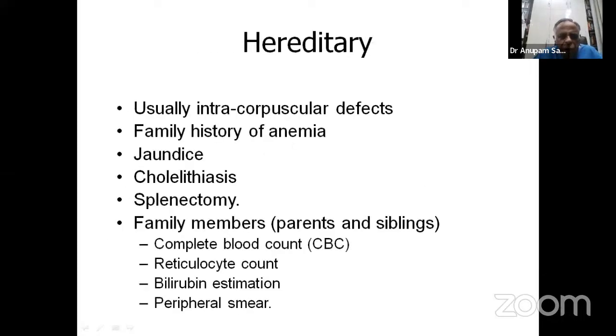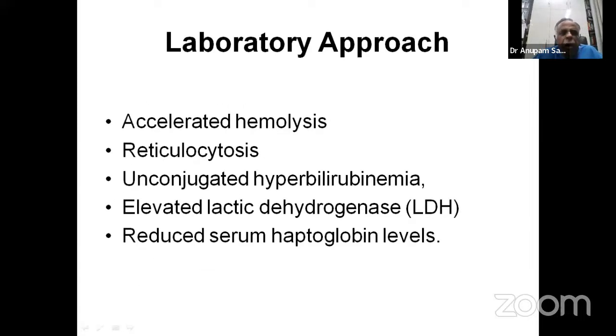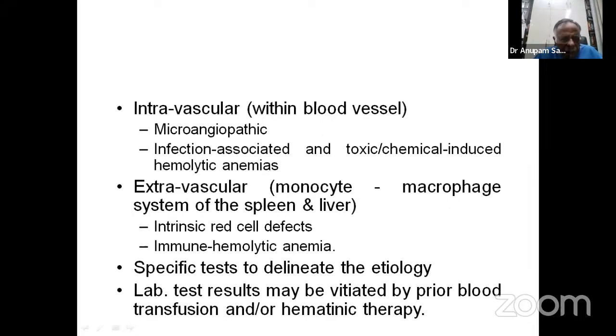Usually intracorpuscular defects, with the lab approach, we have to see that there is an accelerated hemolysis, or demonstrate accelerated hemolysis, in the form of reticulocytosis, unconjugated hyperbilirubinemia, elevated LDH, and a reduced serum haptoglobin level. Intravascular, when it occurs inside the blood vessel, it is usually microangiopathic or infection-associated or toxic or chemical-induced hemolytic anemia.